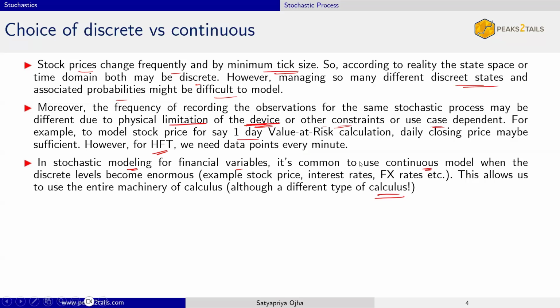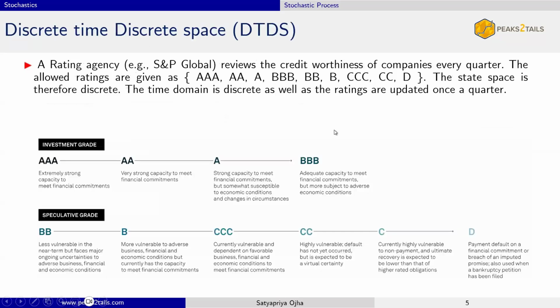Okay. So yep, choice of discrete and continuous. Now here are some examples. We're talking about two things here, right? Time domain and state space. Both we have the choice of discrete or continuous. So how many combinations do you have? There is time domain, there is state space. Both of them can be discrete or continuous. Total number of combinations is 4, exactly, right? So we have 4 variants. Discrete time, discrete space, discrete time, continuous space, continuous time, discrete space, continuous time, continuous space.